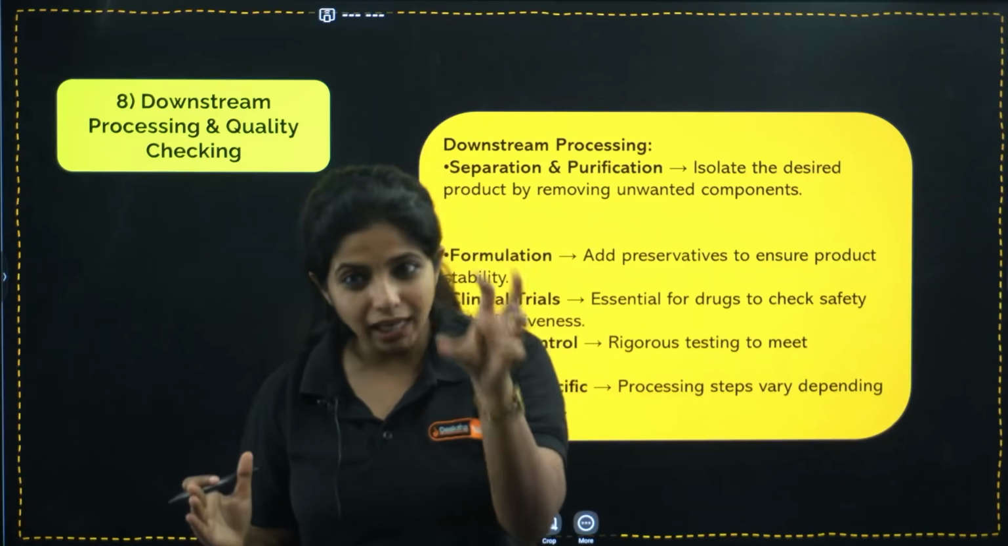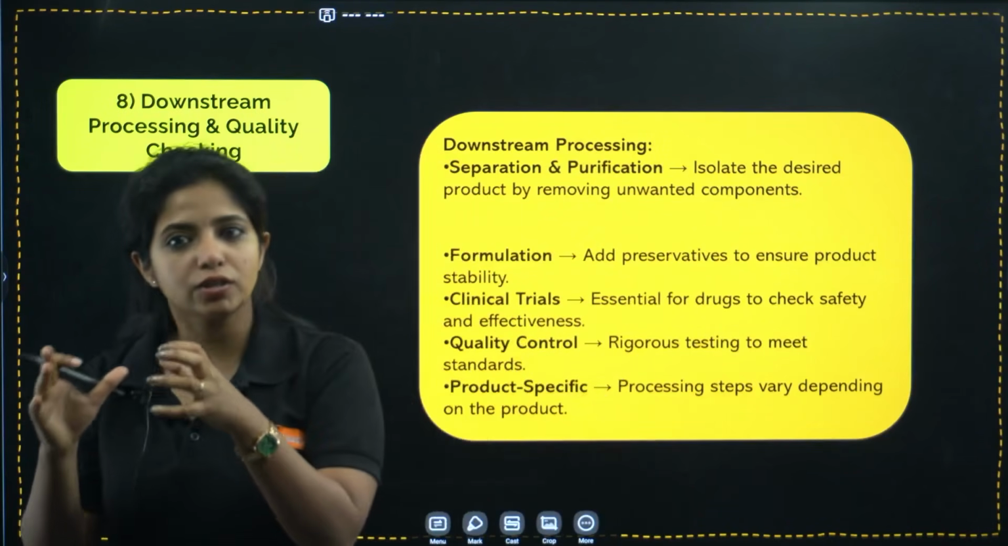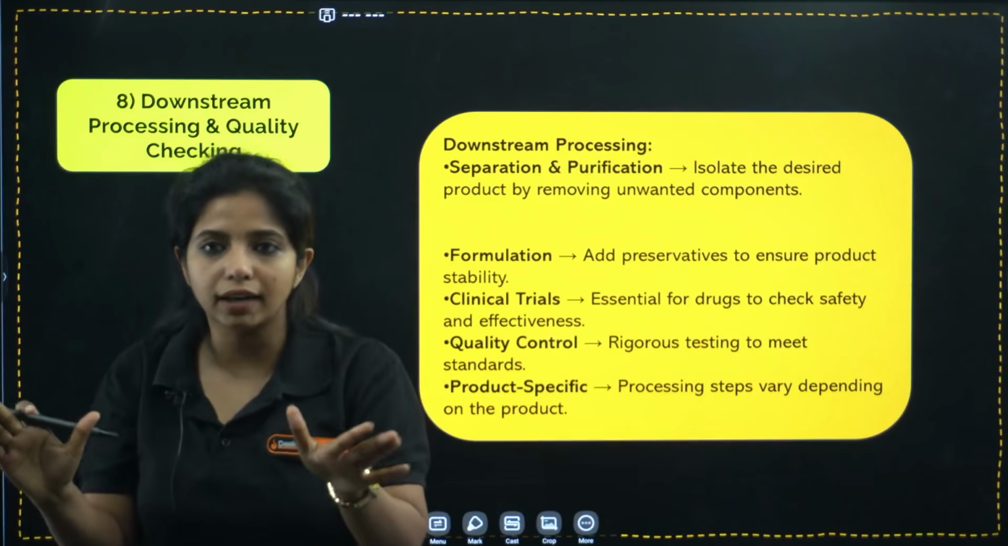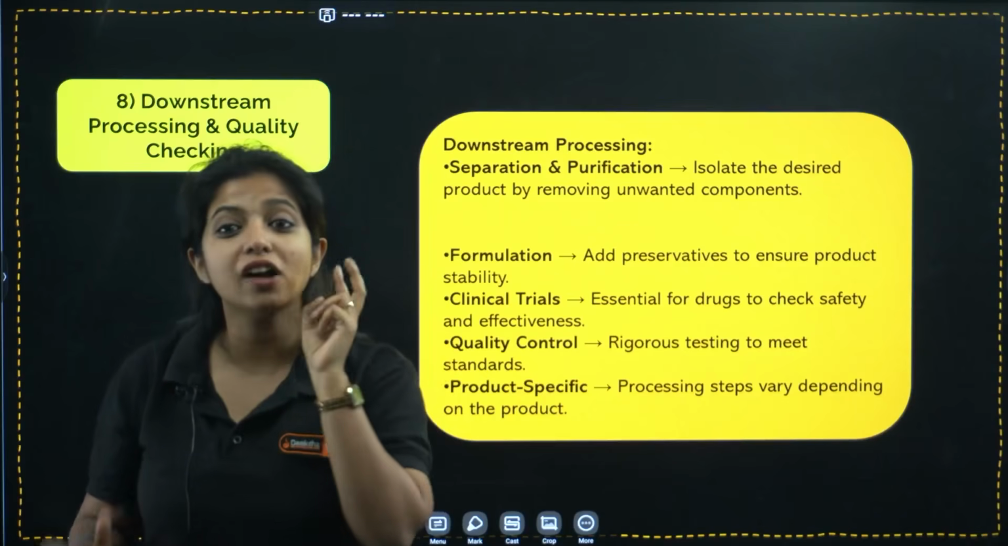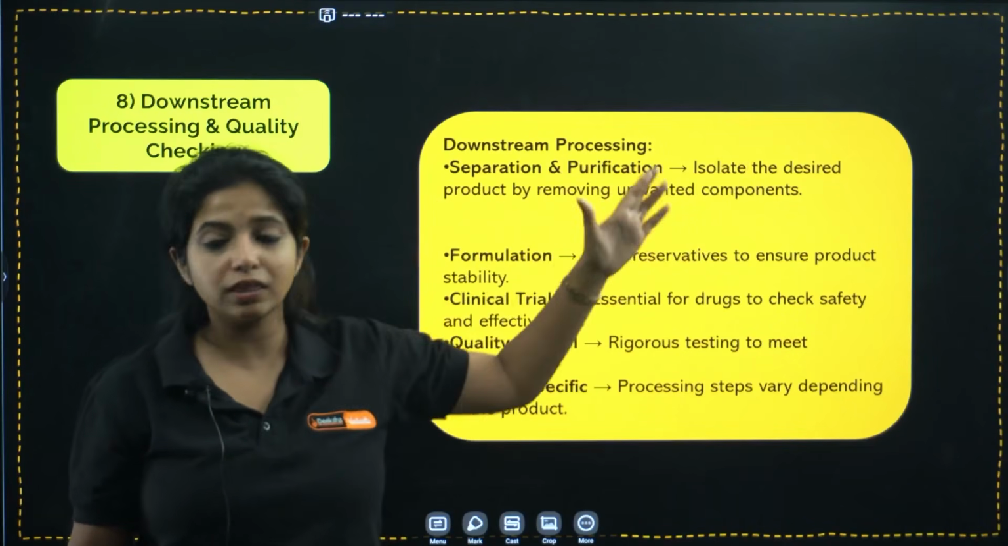Separation of the thing that we need, that is the protein that we need, from anything else that is not required. Purification is also, after you get it, you need to purify. If at all there are some problems out there, you need to do that. Okay, so separation and purification are the two major goals of downstream processing. So isolate the desired product by removing the unwanted components.